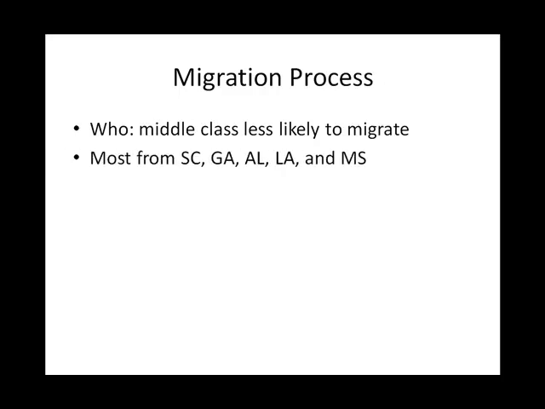Migrants, most of them were the rural and urban poor, as well as the better educated, more adventurous and ambitious. Generally, middle-class blacks in the South did not migrate because they had created tolerable spaces, as one historian described them, in Southern communities. So the who would be just about anybody, especially the rural poor, but least likely would be the middle class. Most migrants came from South Carolina, Georgia, Alabama, Louisiana, and Mississippi.